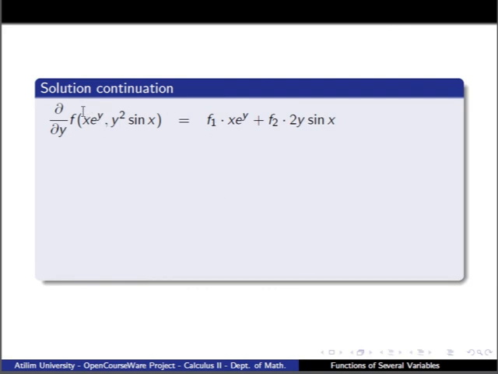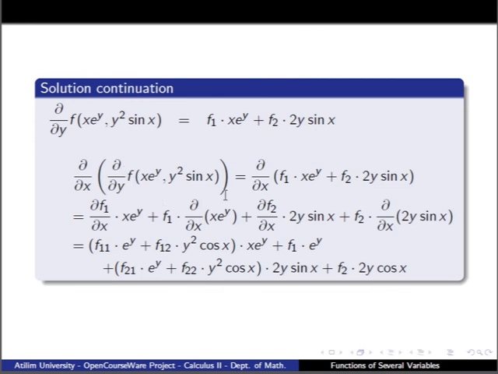times the derivative of the first variable with respect to y, plus partial derivative of f with respect to the second variable times the partial derivative of the second variable with respect to y. So the differentiation is made with respect to y. But then we can reevaluate or redifferentiate this result with respect to x. So those are the notations that we put here.